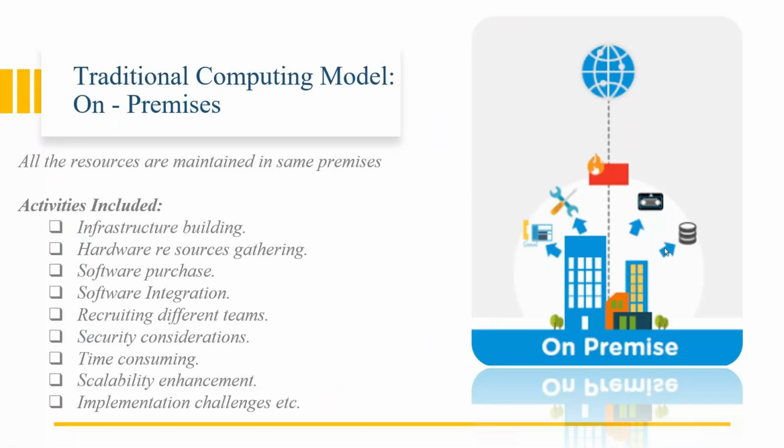So these are the couple of reasons you need to remember why industry is looking for the cloud platform. If you go for traditional, that is nothing but on premises. If you go for on premises, these are all the things you need to handle, like infrastructure building. First you need to choose the location, purchase the land, construct the buildings, and place your infrastructure, everything.